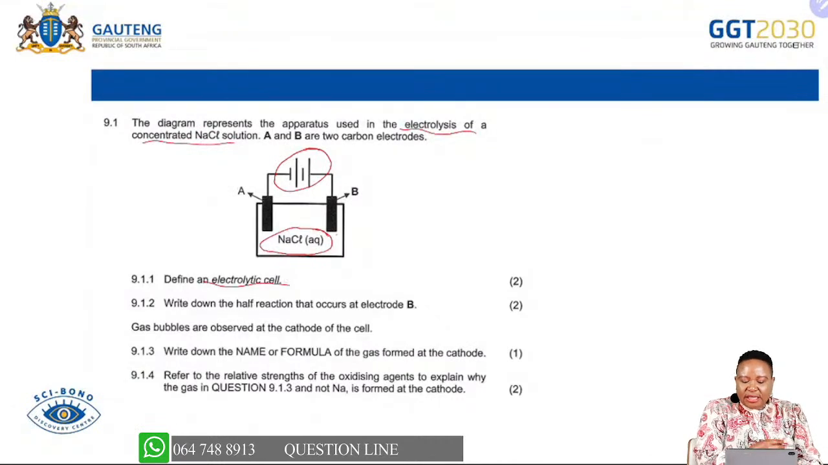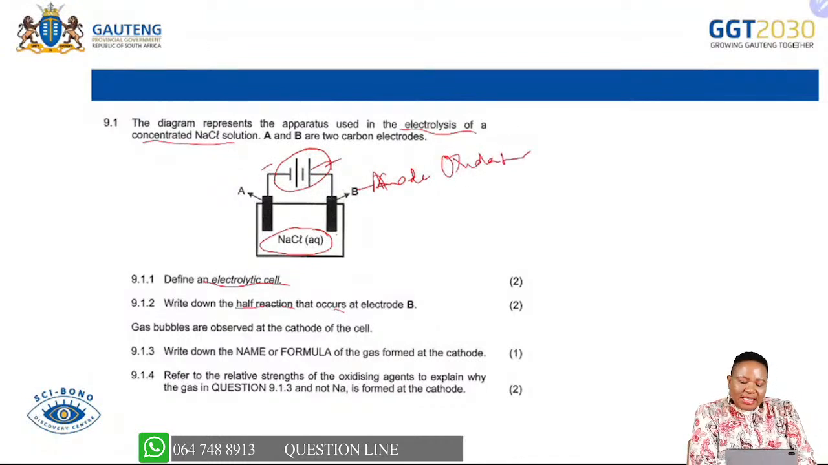Define an electrolytic cell. We can only use energy conversion to do that. And then write down the half cell that occurs at B. Now B, remember, is your anode. So your anode is positive, and your cathode is negative. So we know that at the anode there will be what? Oxidation. So you will write your oxidation half reaction.